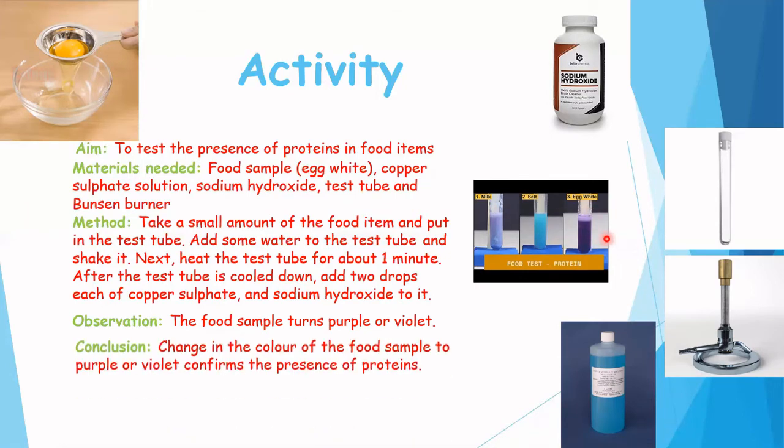Conclusion: the change in the color of the food sample to purple or violet confirms the presence of proteins. So in this experiment we conclude that if the color of the food sample turns to purple or violet after adding sodium hydroxide and copper sulfate solution, it confirms that there are proteins in that food item.